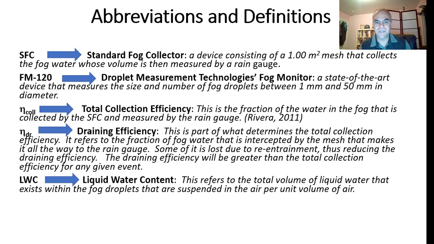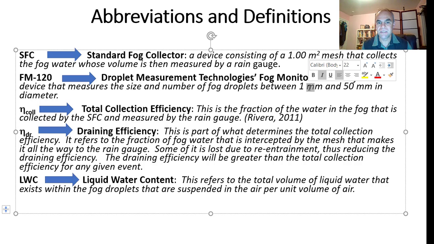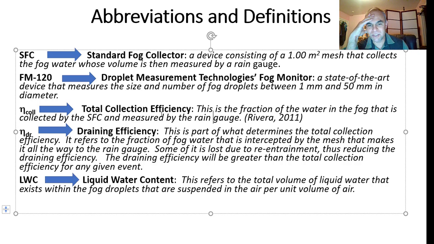In a few abbreviations, SFC is the abbreviation for Standard Fog Collector, and that's the device that was in the middle, device labeled B. The FM-120 is the device that measures and counts the fog droplets. This should be micrometers and not millimeters, but millimeter is much bigger than a micrometer, but I'll have to fix that. The collection efficiency is the fraction of the water in the fog that's collected by the standard fog collector and measured by the rain gauge.